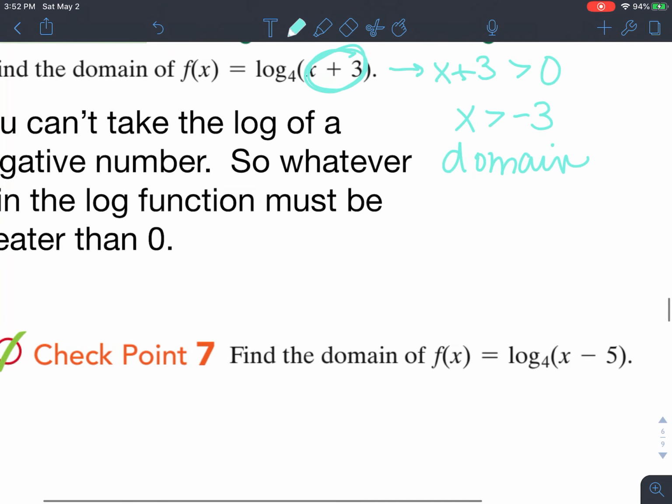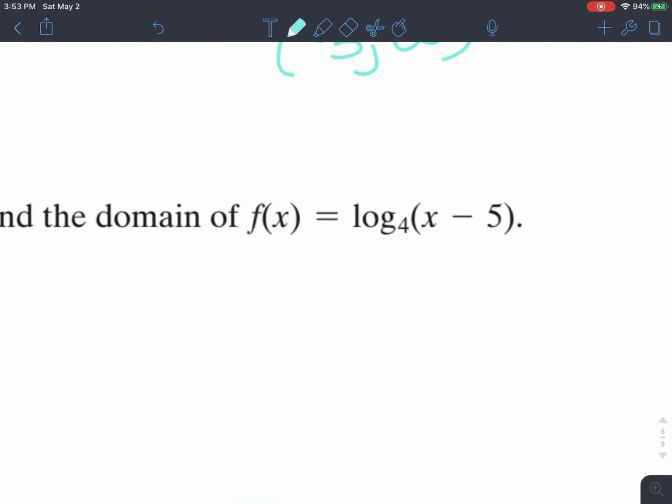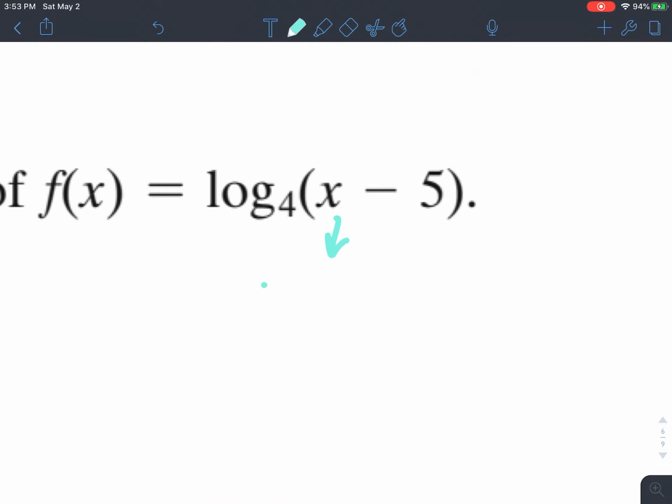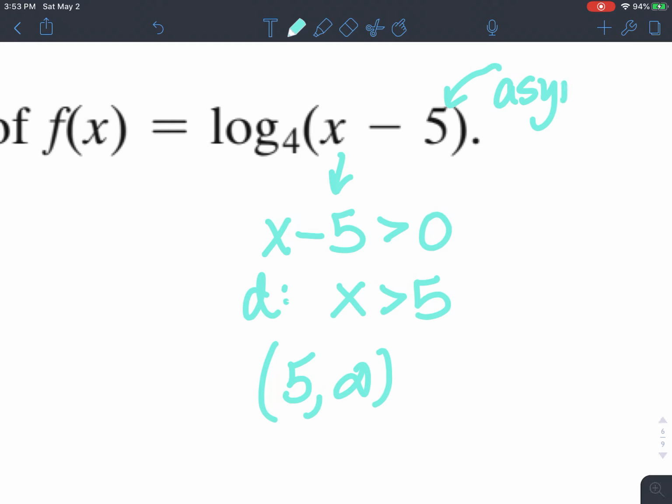Not hard, it's just the remembering of it. And then, of course, in interval notation, that would be negative 3, comma, infinity. Okay? So if we want to find the domain of a log, we take what's inside the argument. We say it has to be greater than 0. We solve. And that's the end, folks. That's the domain. It can't equal 5, though, because 5 is where the vertical asymptote is. So it's not equal to.